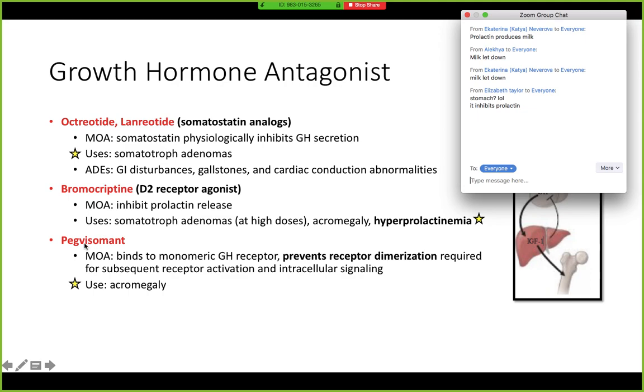And then the last one is pegvisomant, and this is going to prevent receptor dimerization. It's going to be your best choice for the treatment of acromegaly because it doesn't require the high dose like bromocriptine. So what's the difference between acromegaly and gigantism?